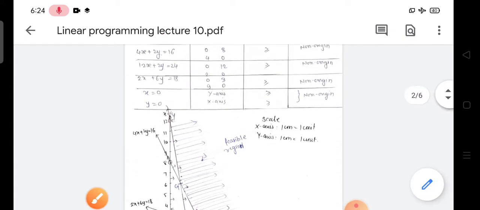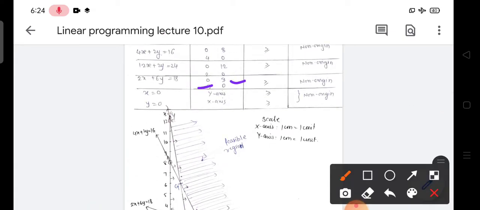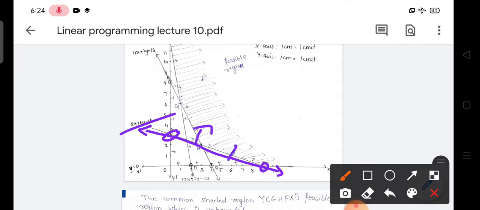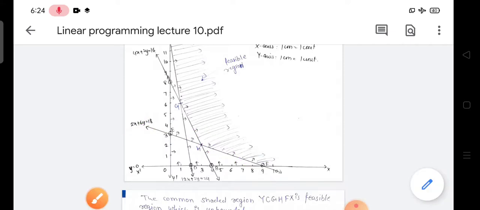And the third line, 0, 3 and 9, 0. Draw a line passing through these 2 points. So what is the equation? 2x plus 6y equals 18. Isn't it? What is the constant type? Greater than or equal to. Non-origin side, isn't it? Now we are done with the plotting of the given lines.